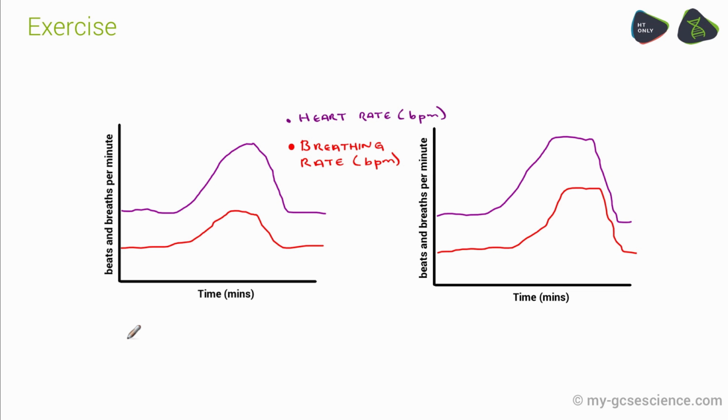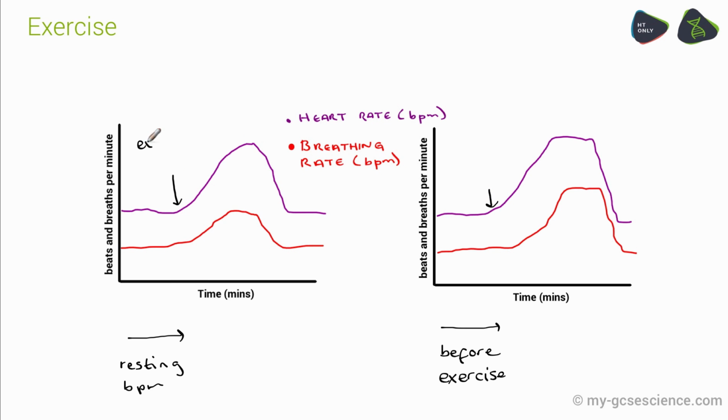So initially what we've got is a breathing rate and a heart rate that is on a level platform, and we would say that this is the resting breathing rate or the resting heart rate, which you can easily measure by measuring your pulse for a minute, and that will be your resting heart rate, or record the number of breaths you take in and out per minute, and that will be your resting breathing rate.